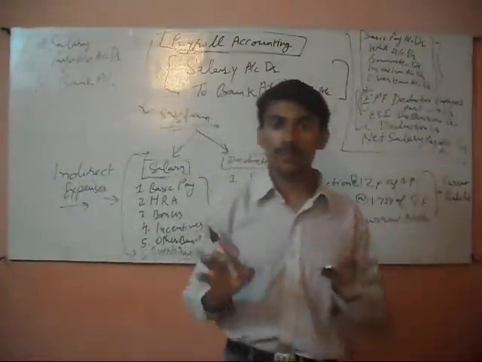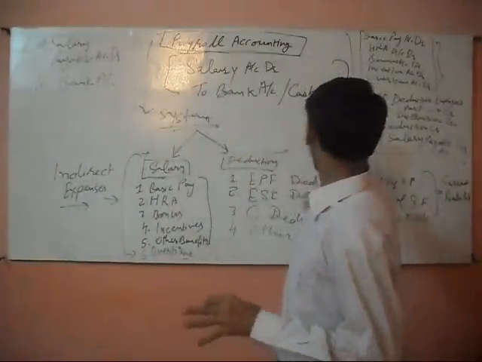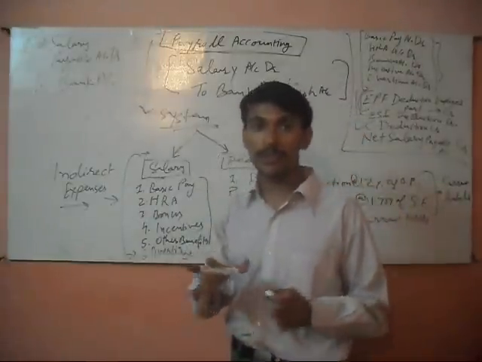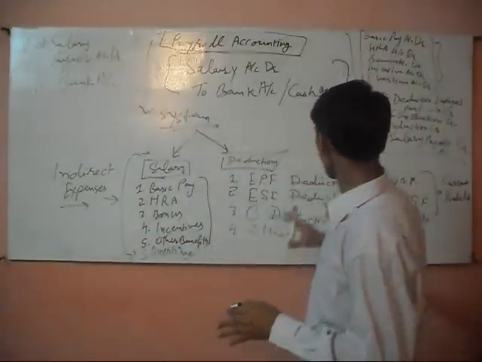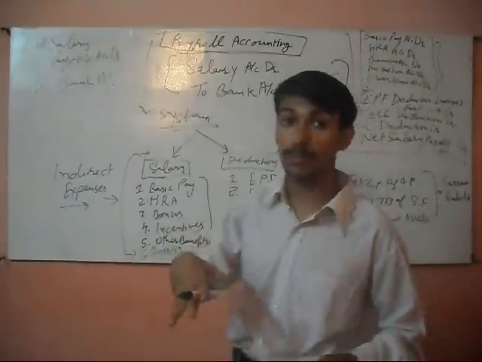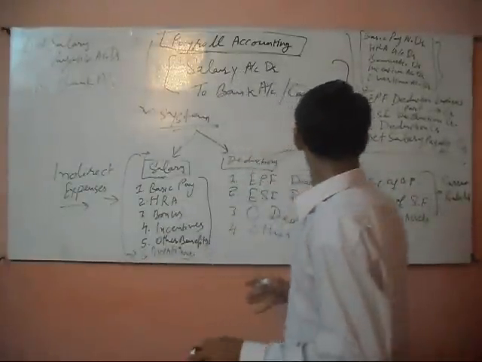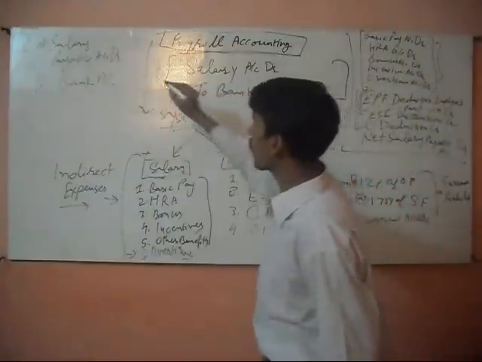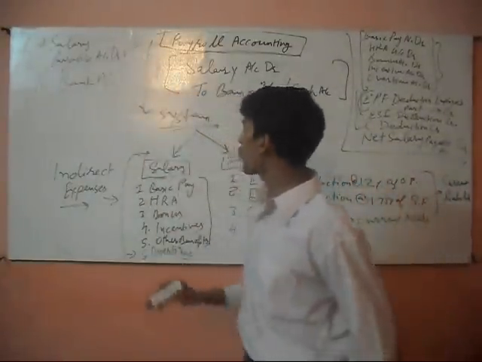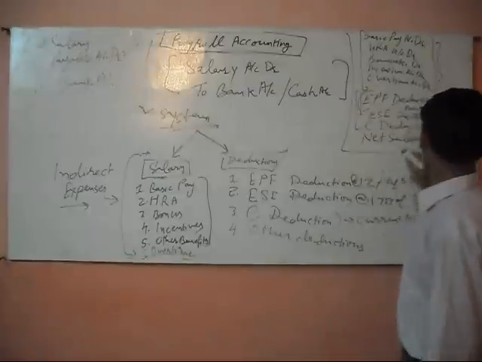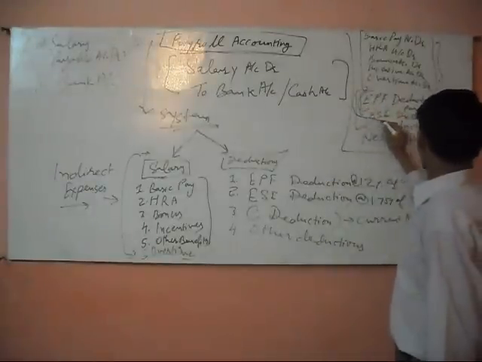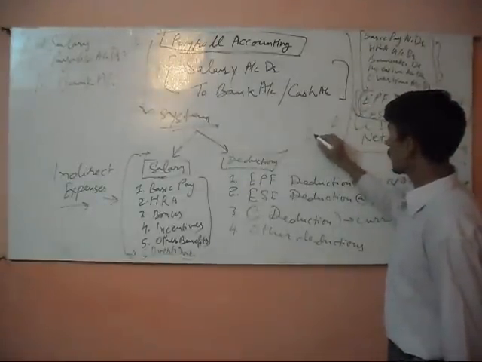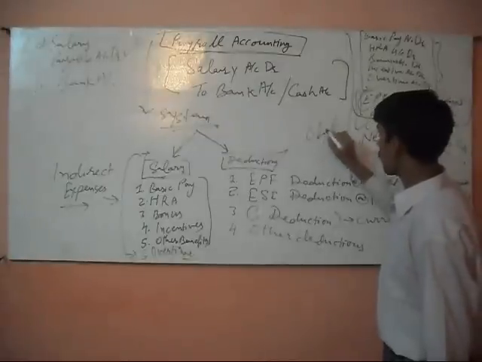This is the simple accounting treatment of one employee's salary. Like this you can do the accounting treatment of all the employees. Now this amount will go to the profit and loss account, and this amount goes to the current liabilities account.